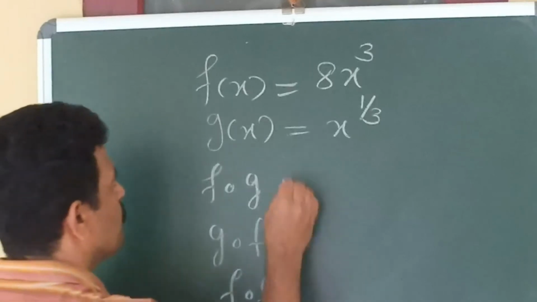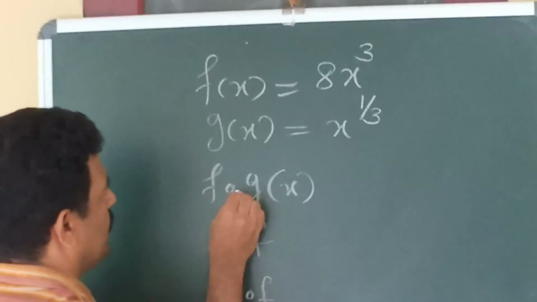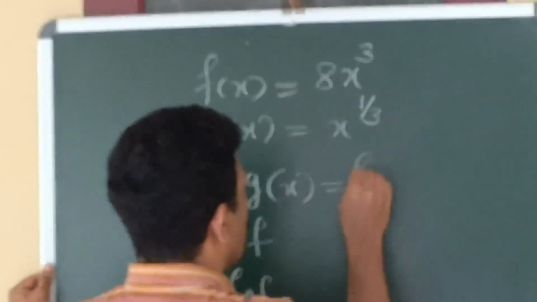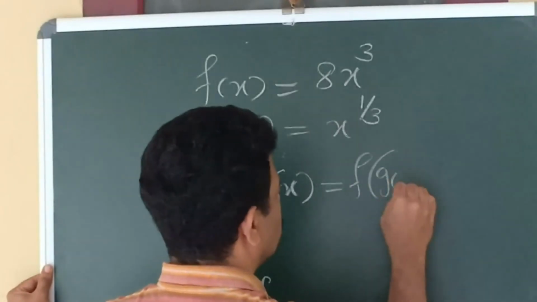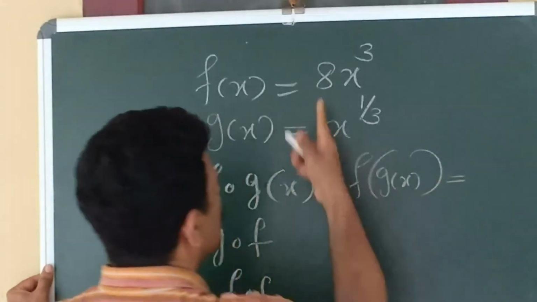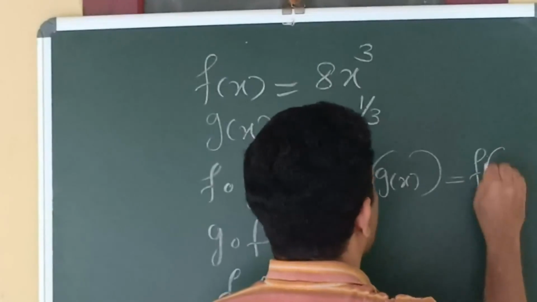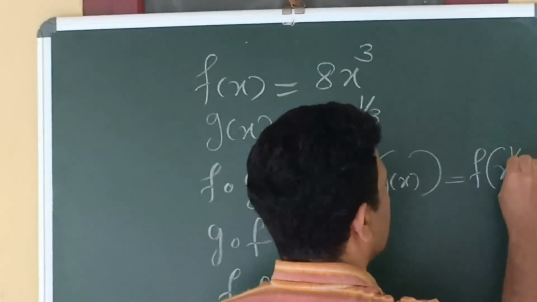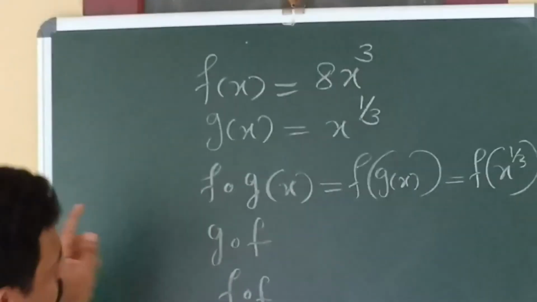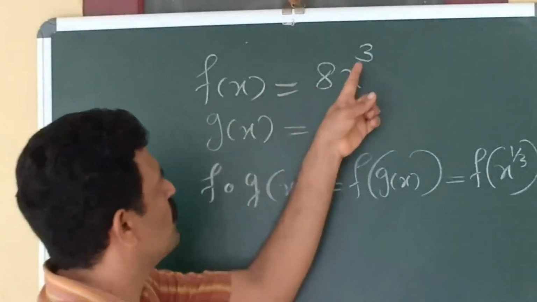First of all, f dot g of x, that means f composition g of x, that is equal to f of g of x. Here we can see that g of x equal to x raised to 1 by 3. Therefore the answer is f of x raised to 1 by 3. Now we know that f of x equal to 8 into x cube.